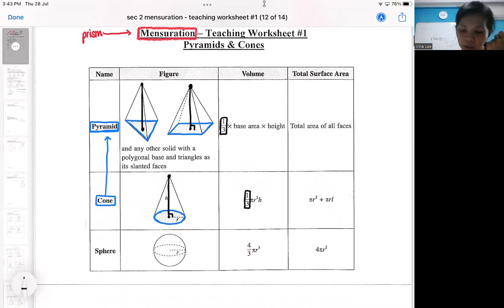If you take a look at the generic pyramid, it is 1/3 base area. You need to go for the shape, depending on the shape. If the base area is a rectangle, that means it's length and breadth. If the base area is a trapezium, then you're going to use the formula of a trapezium. That's why your Sec 1 work is related. For the cone, the base is a circle, so we use the area of a circle as the base.